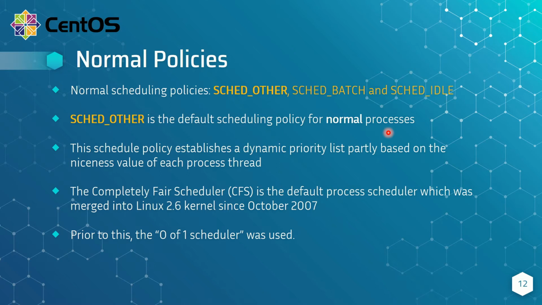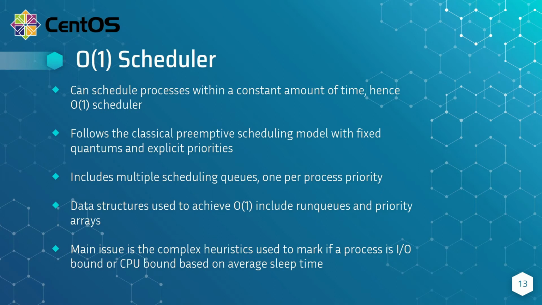And this completely fair scheduling, CFS, is the current default process scheduler, and it has been merged into the Linux 2.6 kernel since October 2007. Prior to this, the O(1) scheduler was used. We'll briefly look at the O(1) scheduler, so then we can see how CFS improves on that. The O(1) scheduler can schedule processes within a constant amount of time. This is why it's called the O(1) scheduler.